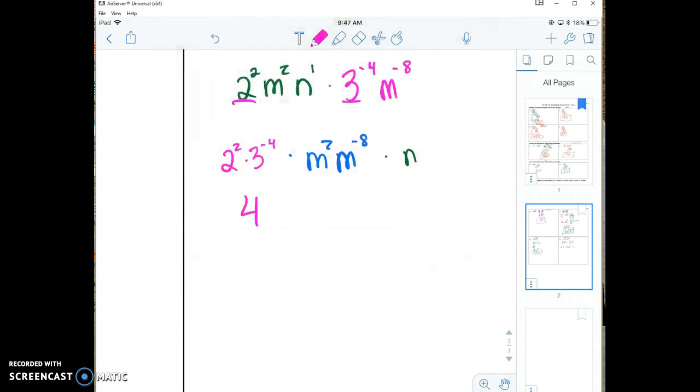2 squared is 4. 3 to the negative 4. Negative, it's sad, it's got to move to the bottom. So 3 to the 4th power. Remember, when I'm multiplying, I add those exponents. 2 plus negative 8 is negative 6. Then I have times n to the first power.